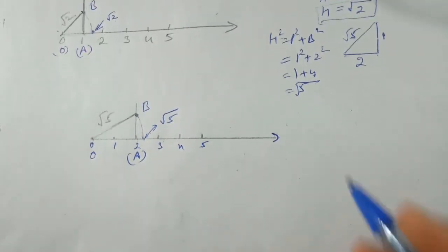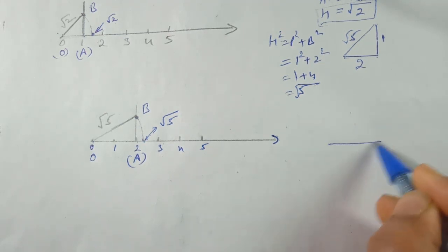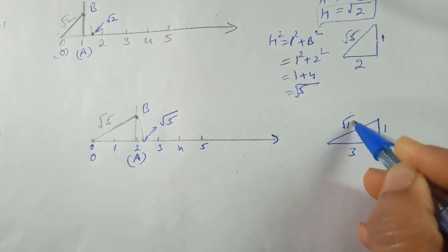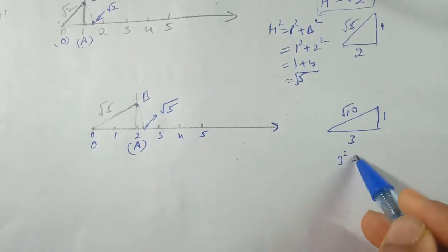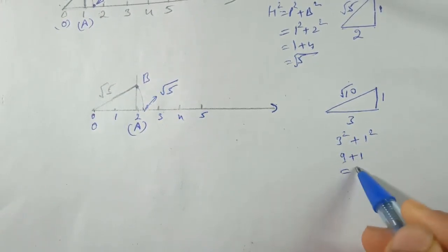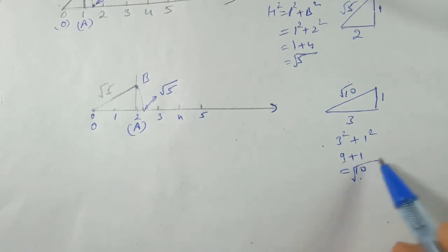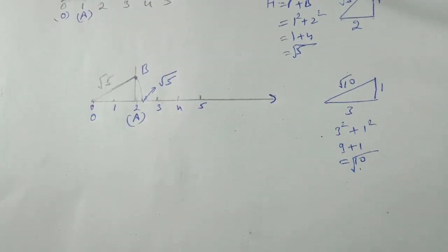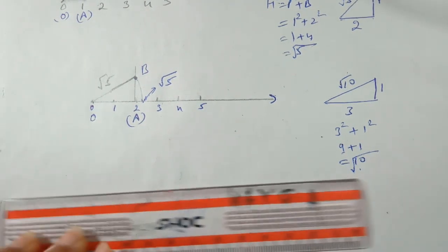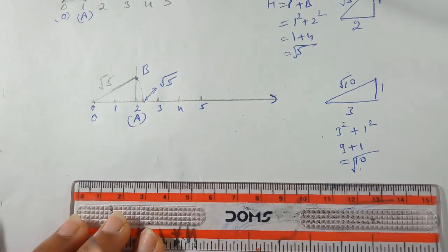Now if we have to draw root 10, it means we have to take the base as 3 and this perpendicular as 1. Then only we'll get root 10, because 3 square plus 1 square will give 3 into 3, 9 plus 1, 9 plus 1 will give 10, and when the square is moved to the other side, it will change into under root. So for this we have to take the units 3 and 1. So let us complete it. Same process we have to follow.